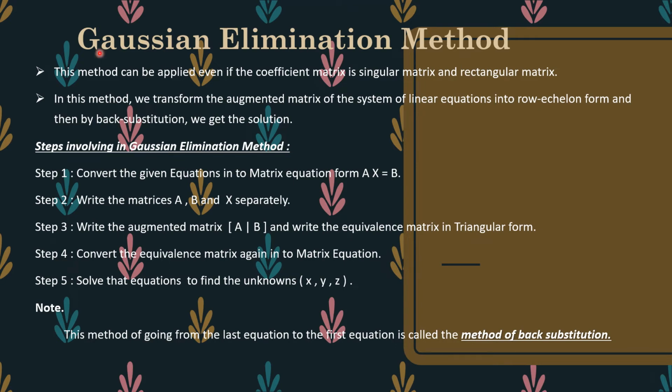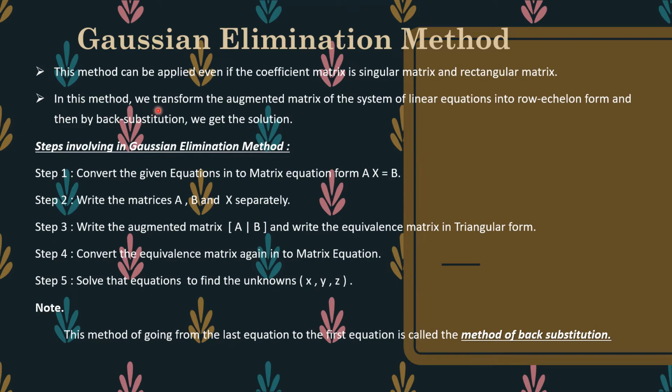Then we are going to see the Gaussian elimination method. In this method, we can find the unknowns of a singular matrix also. That is, in Cramer's rule, if delta value is equal to 0, we cannot apply that method. But in this Gaussian elimination method, even for the singular matrix we can find the answers. This method can be applied even if the coefficient matrix is a singular matrix or a rectangular matrix.